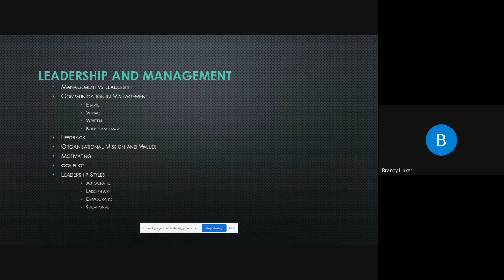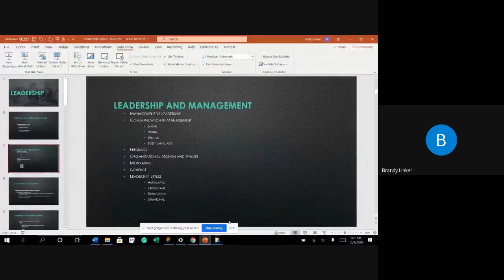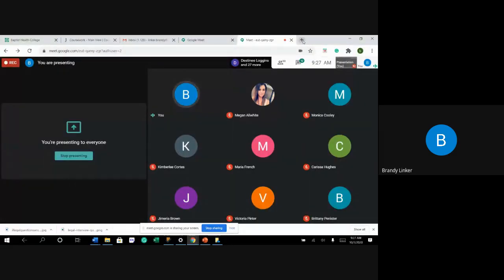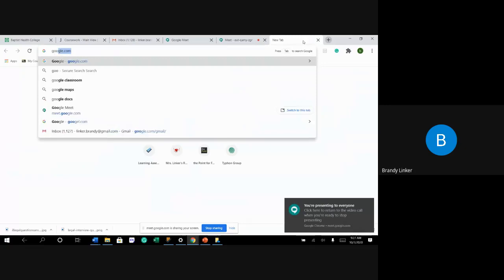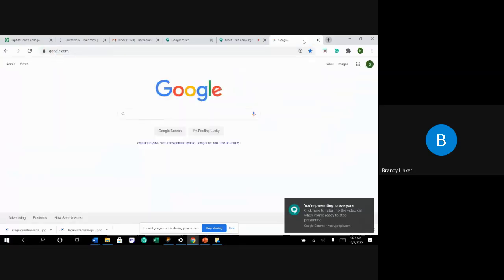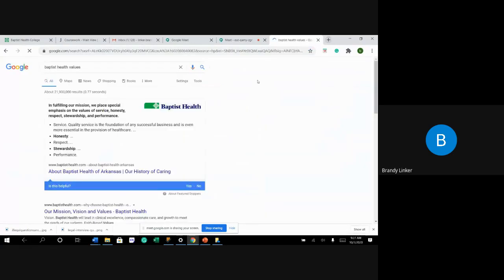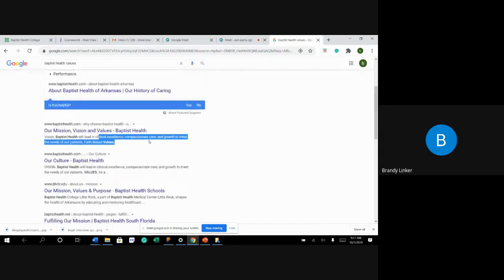Honesty. Let's see. I can find them real quick. I should know them. I'm sure you guys have memorized them too. Okay. Stewardship is one. So honesty, respect, stewardship, performance, and quality or service. Okay. And so mission is we place emphasis on these values. The overall mission, of course, is to provide excellence in healthcare and lead the clinical experience in Arkansas.